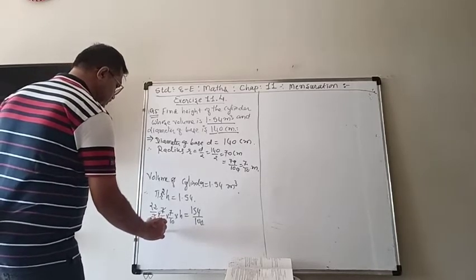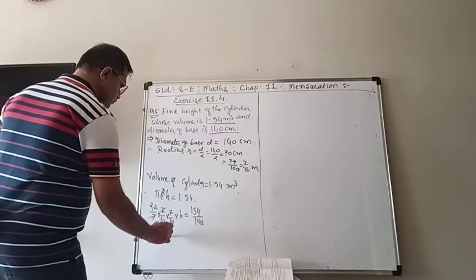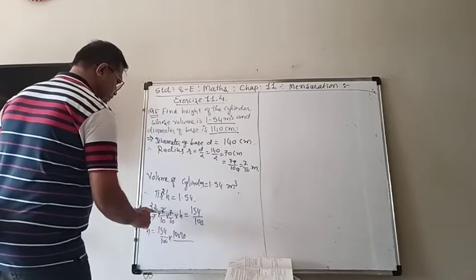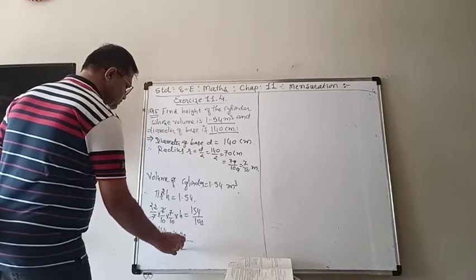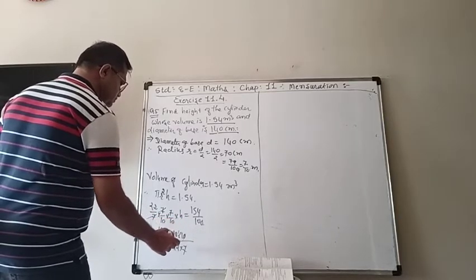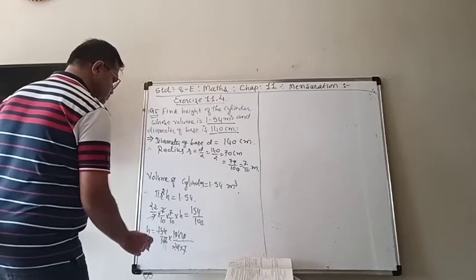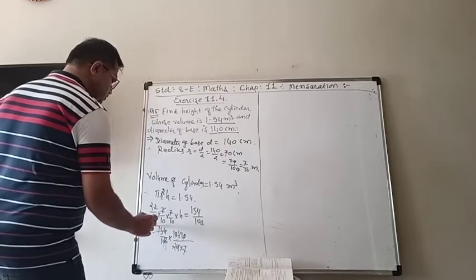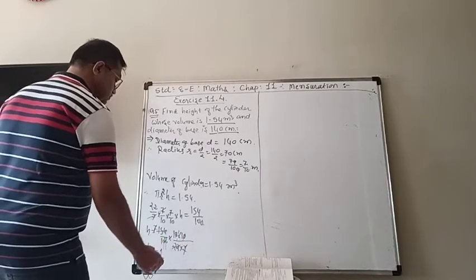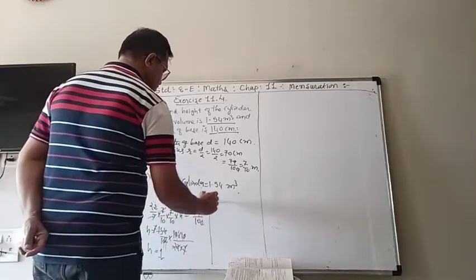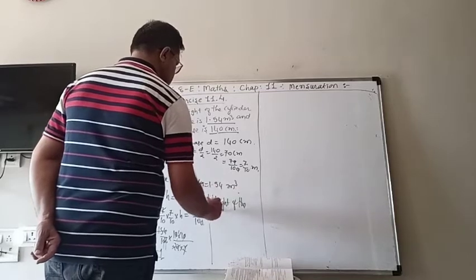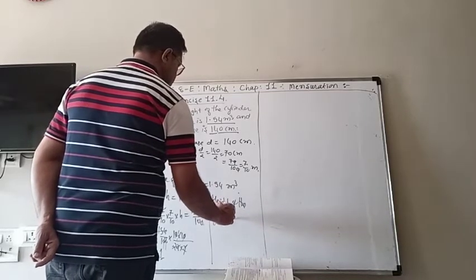So h is equal to 154 upon 100. What is in denominator goes to the numerator, means 10 multiplied by 10 upon 22 into 7. Zeros are cancelled. 22 and 7 cancel. So everything cancels, so 1. So height of the cylinder is 1 meter.